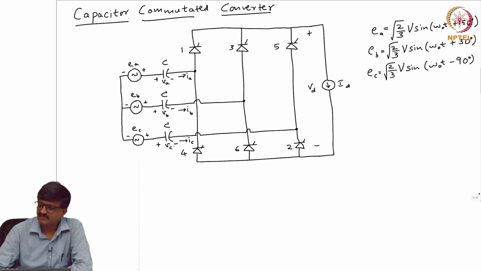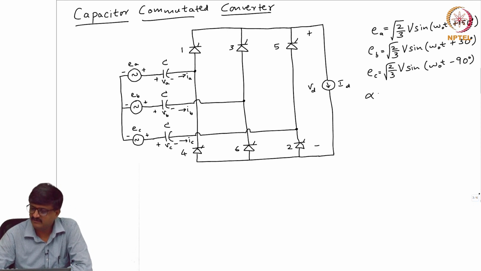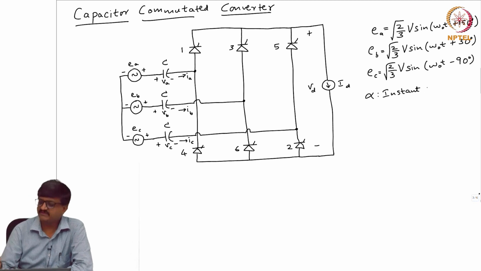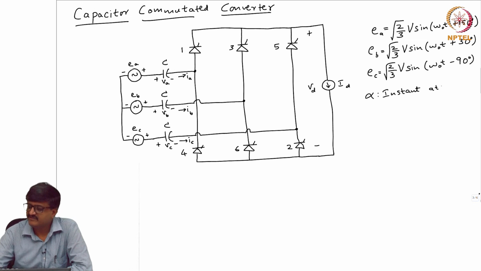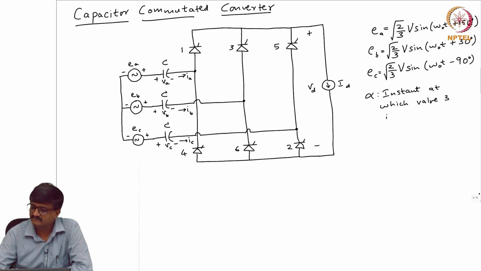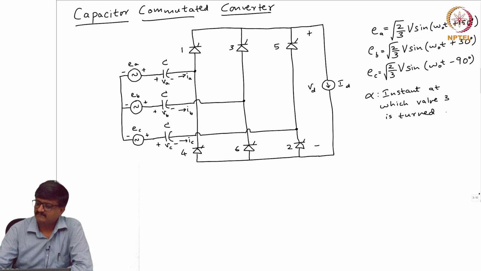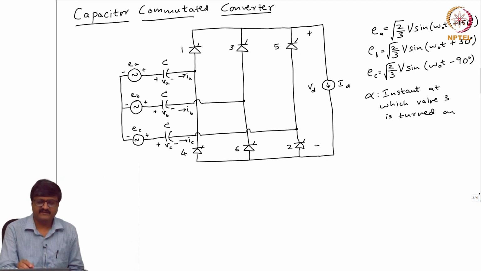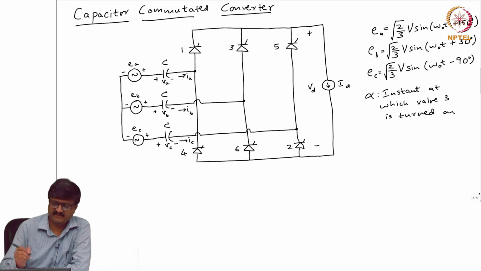We have been using the notation alpha. What is alpha? It is the instant at which valve 3 is turned on. Though I say instant, I mean its angle, because most of the time our independent variable is angle. So, let us try to plot the voltage across the capacitor in one of the phases, say B phase.